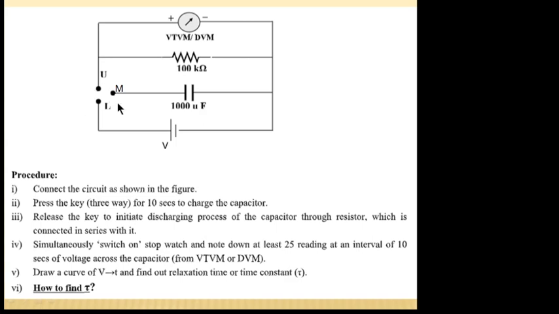Sorry, I correct it. As soon as you stop this, you should get alert. As in when you are releasing this key, you have to start the stopwatch, and then with every interval of a 10 second note down the value of VTVM.